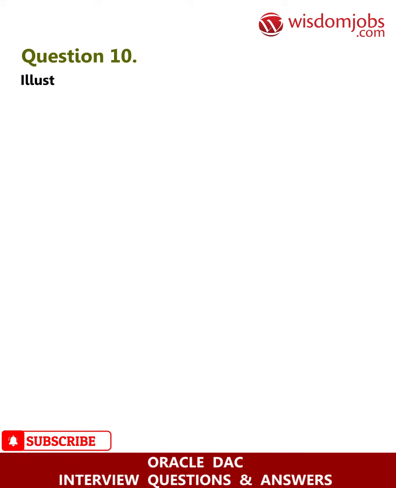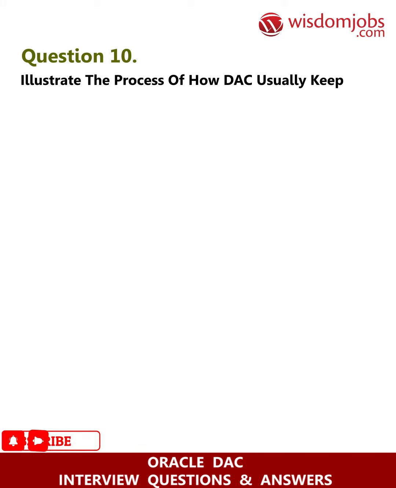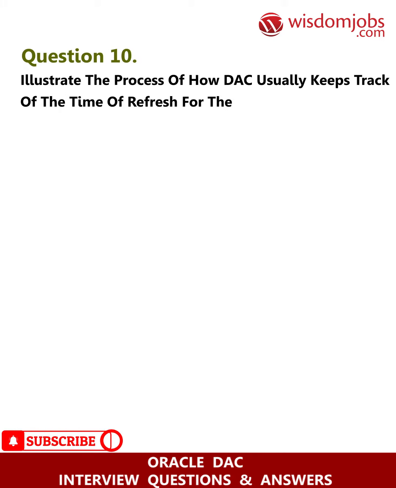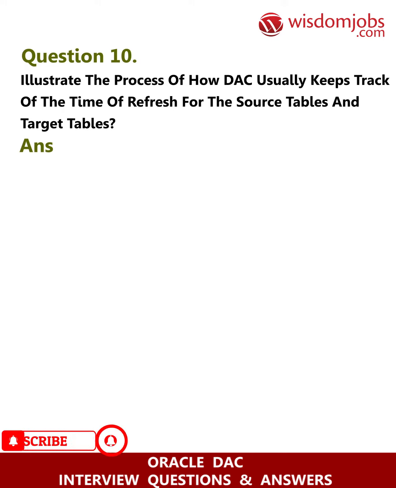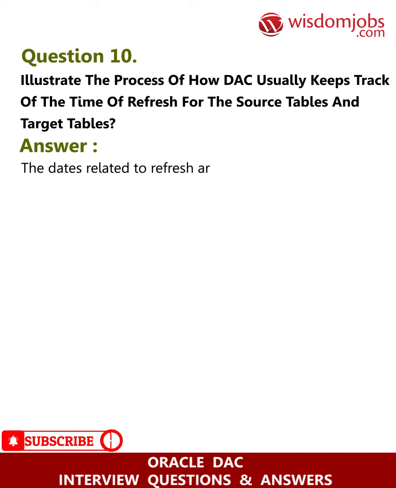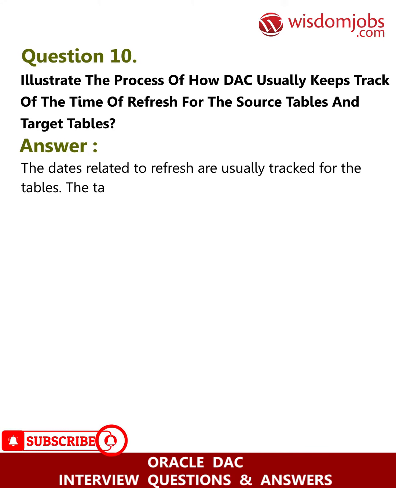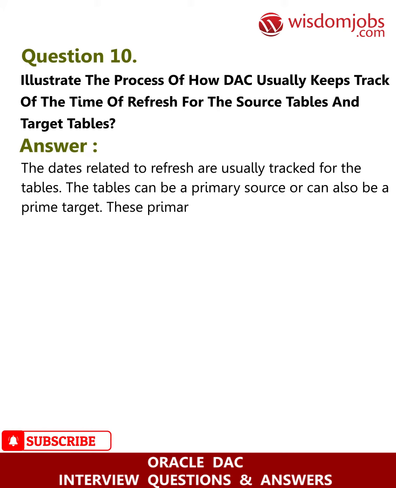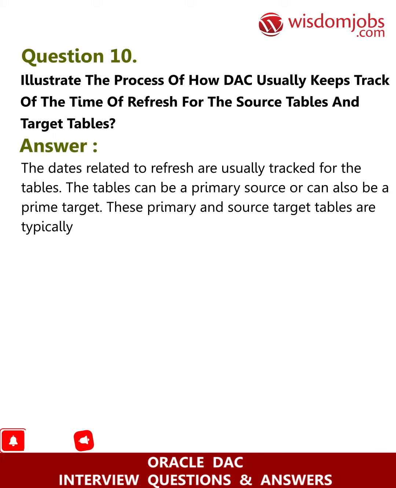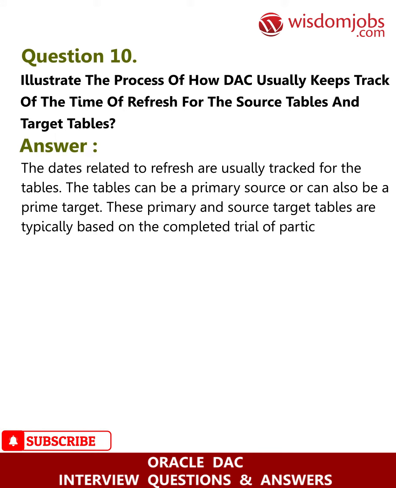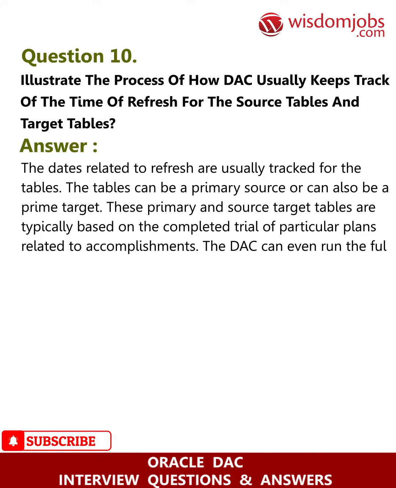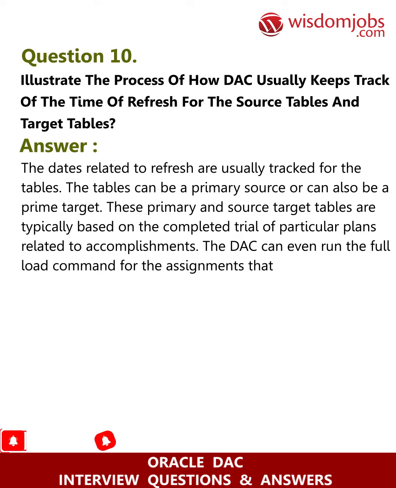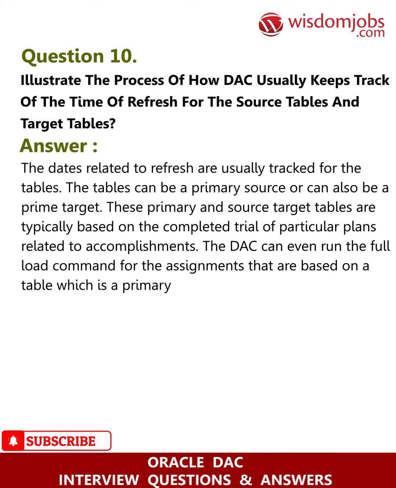Question 10. Illustrate the process of how DAC usually keeps track of the time of refresh for the source tables and target tables. Answer. The dates related to refresh are usually tracked for the tables. The tables can be a primary source or can also be a prime target. These primary source and target tables are typically based on the completed trial of particular plans related to accomplishments. The DAC can even run the full load command for the assignments that are based on a table which is a primary source of a target.